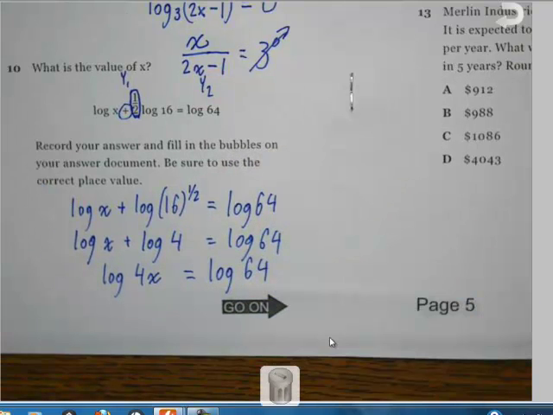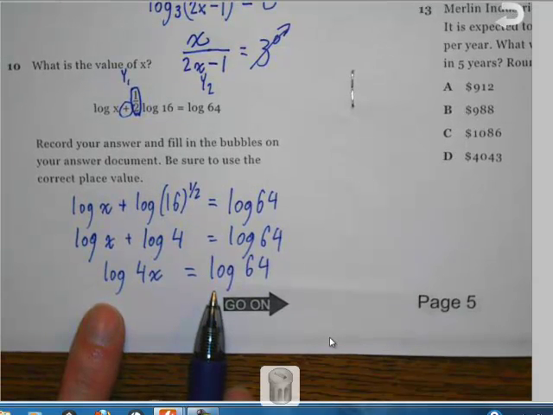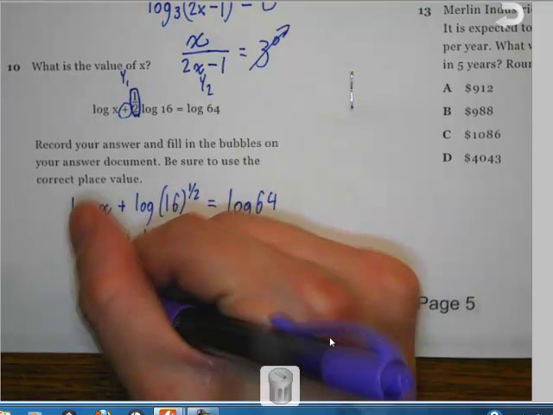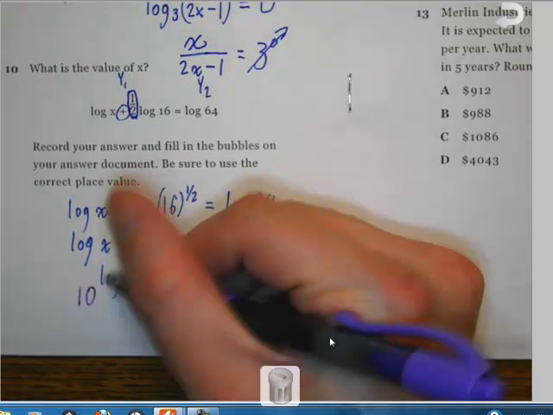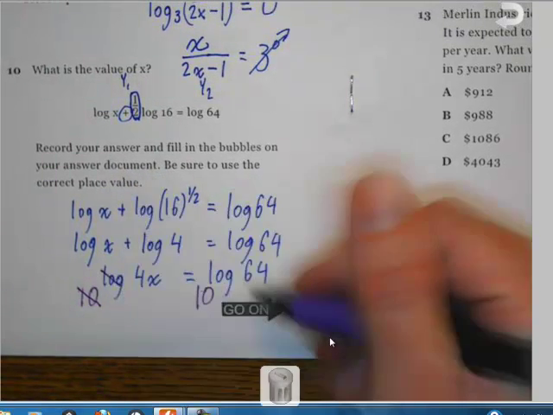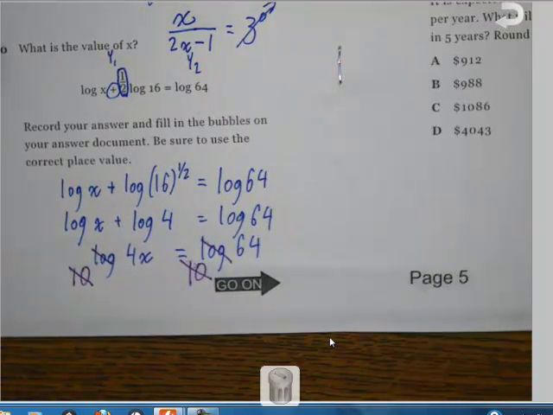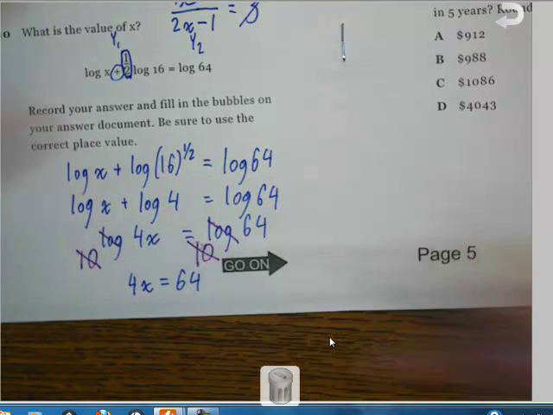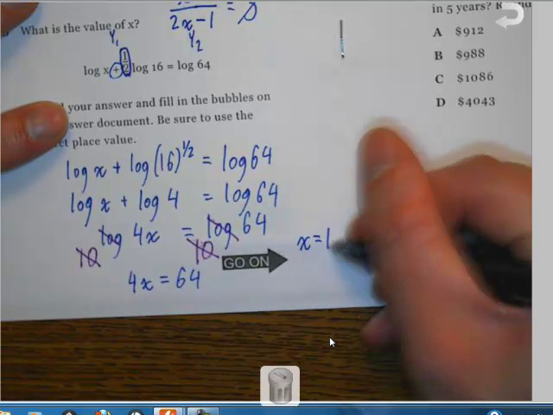Now, since these both have the same base, these are logs without a base listed, so that means they're base 10. So what you can do is exponentiate by 10. So you say 10 to the power of this and 10 to the power of this. Base cancels log, and log cancels base. So now you're just left with 4x is equal to 64, and then you just divide by 4. And so x is equal to 16.